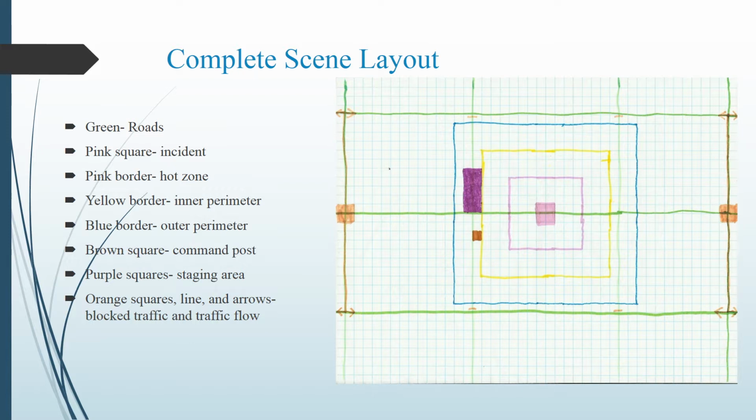And the orange lines, squares, and arrows shown on the roads show where traffic should be blocked and the flow of traffic that can be allowed. By limiting traffic to the intersections shown, responders have multiple intersections to use for entering and leaving the outer perimeter. This ensures responder traffic will not be a problem.